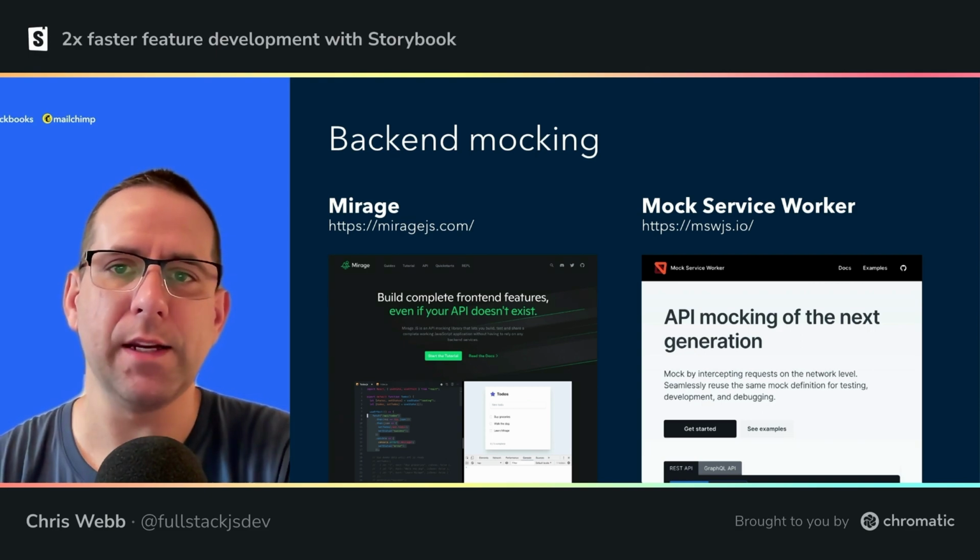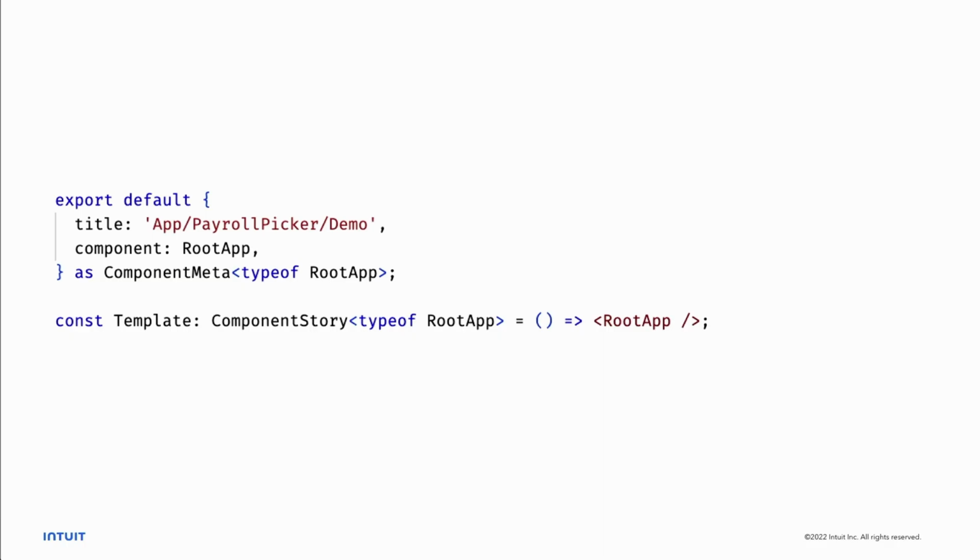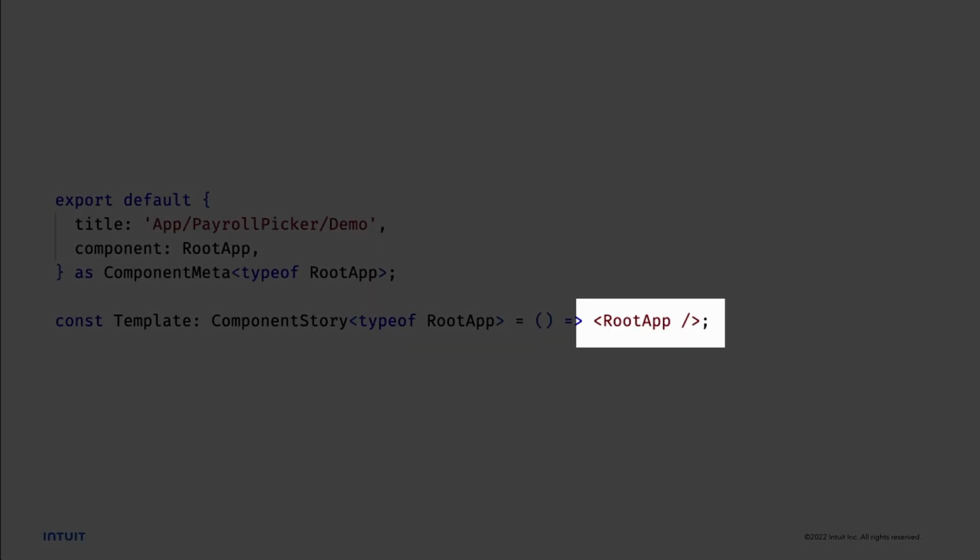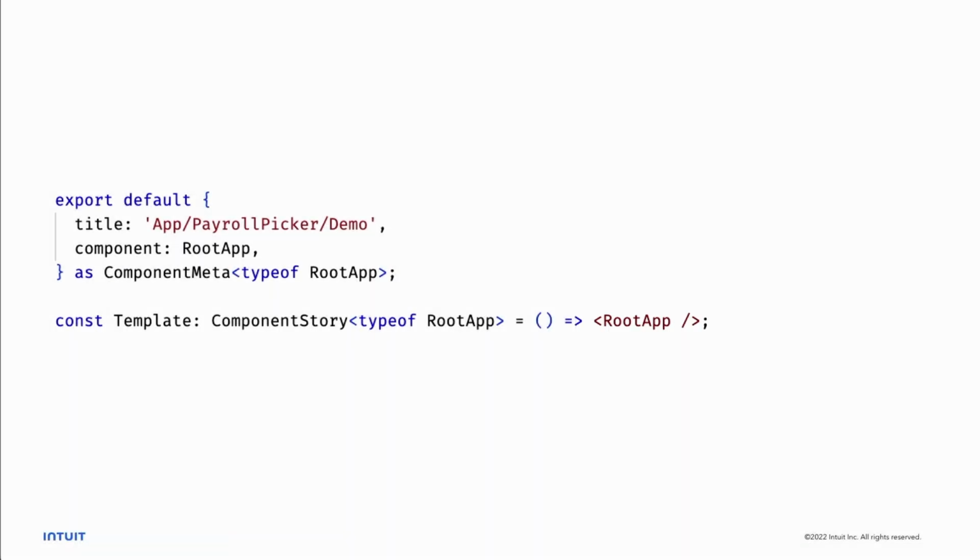Here's a simplified example of how we define those backend responses in our stories. So this is a fairly straightforward story file. First thing to notice here is that the story is based on the root of our whole application. So we're rendering the full React code base here. In fact, every one of our story templates looks the same. We render the full application each time.